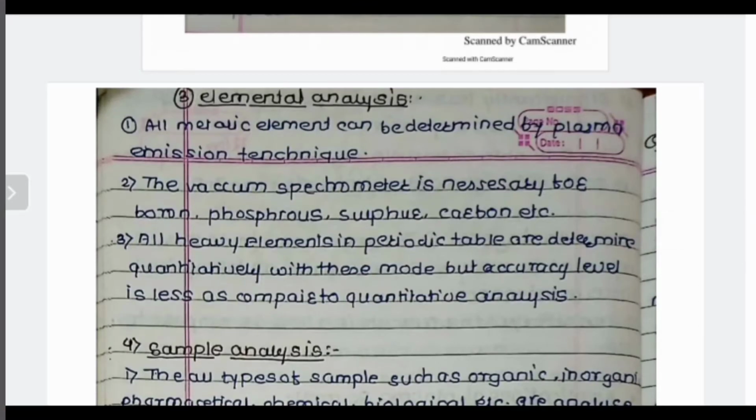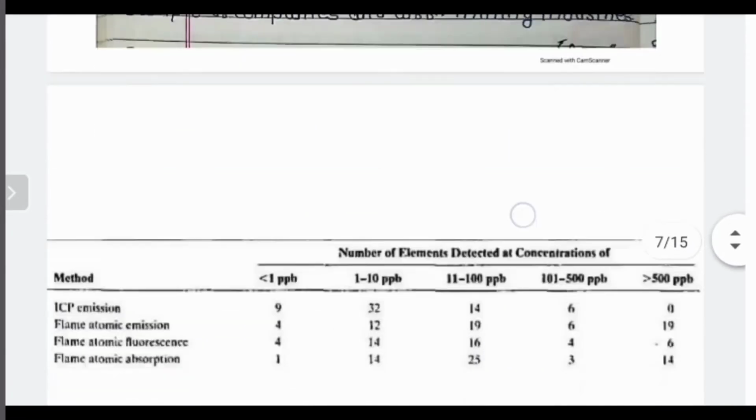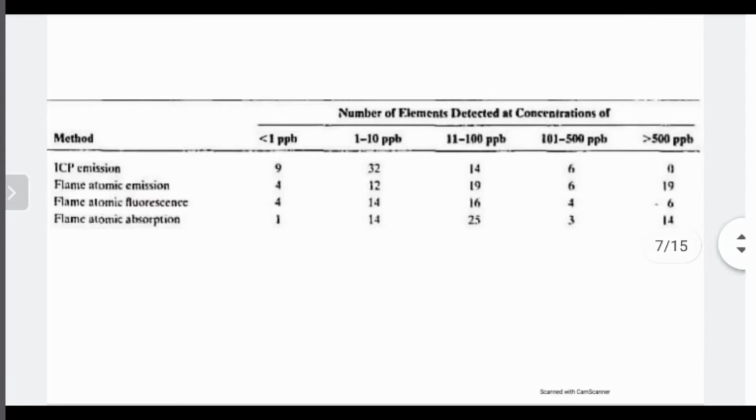So in the previous lecture we have seen the ICP and DCP sources, their working, construction and the applications of each source. Those are the plasma sources, DCP and ICP. Next are the arc and spark sources, that is, the electrical sources.